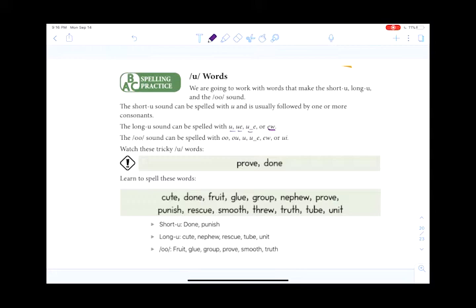Watch these tricky U words. Prove, done. Learn to spell these words. Short U: done, punish. Long U: cute, nephew, rescue, tube, and unit. OO: fruit, glue, group, prove, smooth, truth.